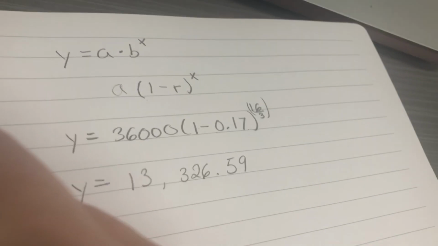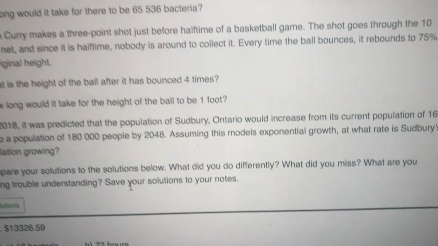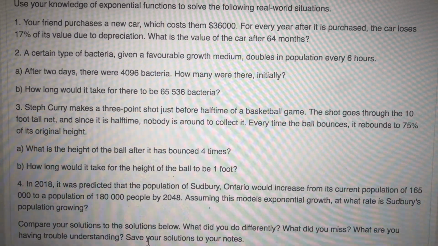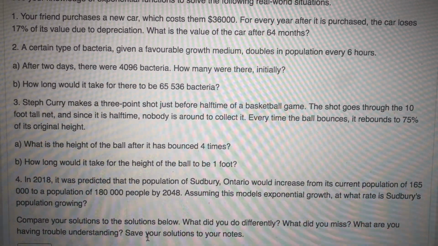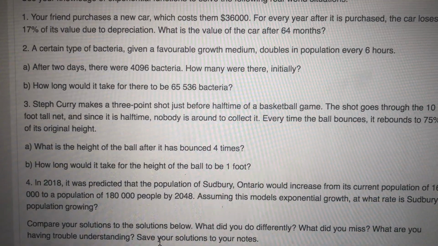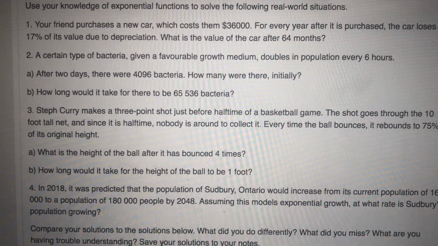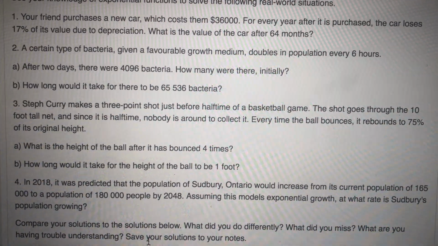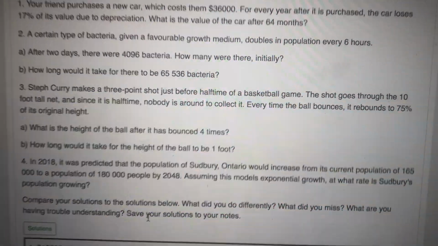Okay, now number 2. So a certain type of bacteria, given a favorable growth medium, doubles in population every 6 hours. So we first want to find out, after 2 days, there are 4,096 bacteria. So we're going to try and find the initial amount of bacteria.